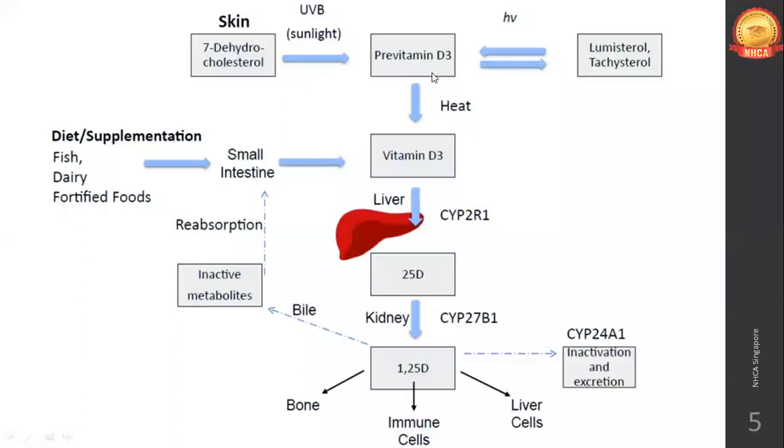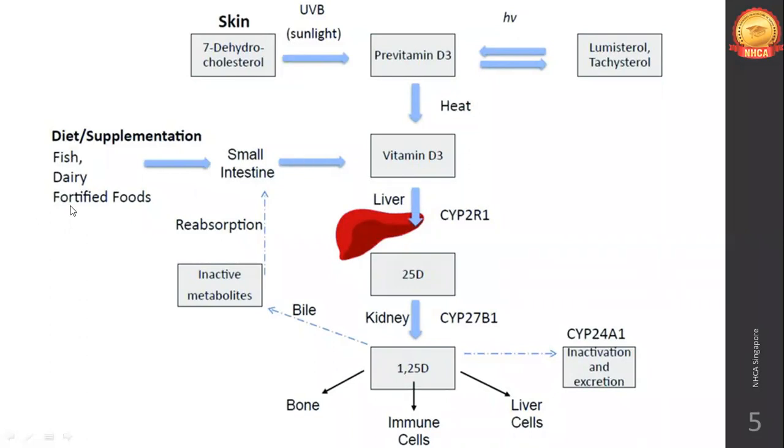Then, with the help of the sunlight heat, pre-vitamin D3 will be formed into vitamin D3, which can be absorbed, and it will go into the liver. And from diet and supplementation, if it's a non-vegetarian diet, you are already having vitamin D3 in its original form, it is easily absorbed by the intestine.